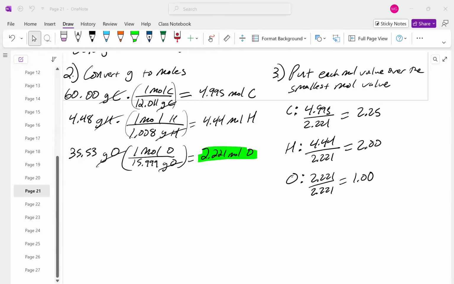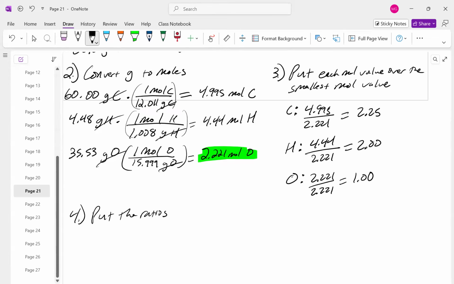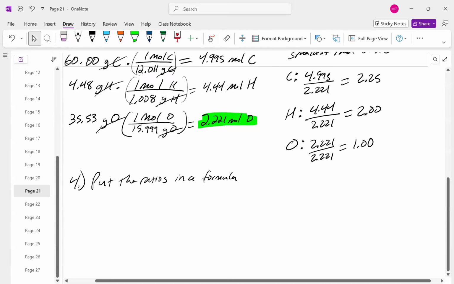Now, step 4 is put the ratios you just calculated in step 3 in a formula. Like, but that's going to look kind of weird. Yeah, exactly. It's going to look like that. It's going to look weird for a minute, and then we're going to fix it.